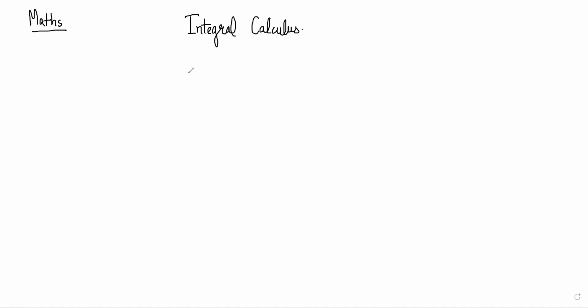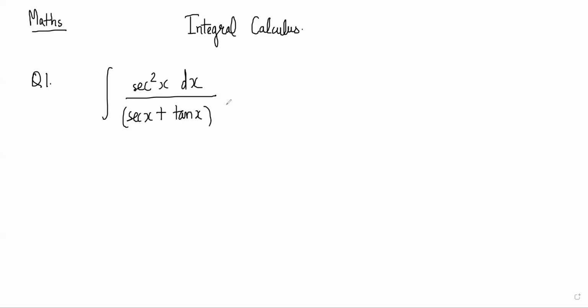Yeah. Okay. Before the break we had done application of derivatives, right? Yeah. We'll start with the integral calculus part now. Okay, sir. So the first question is this one: integral of sec square x dx divided by sec x plus tan x to the power 9 by 2. Find this integral.